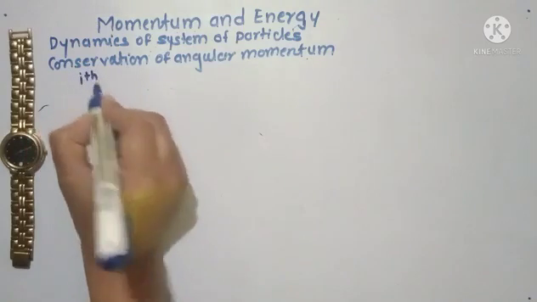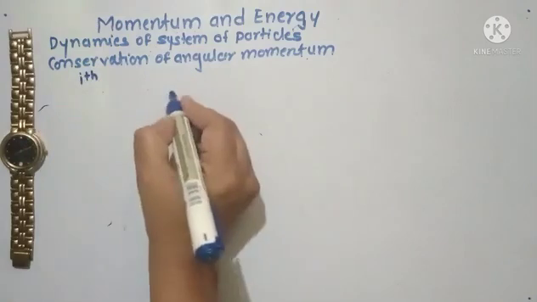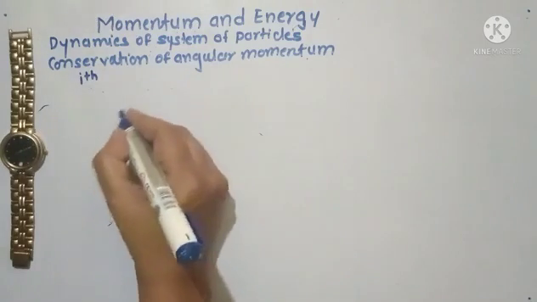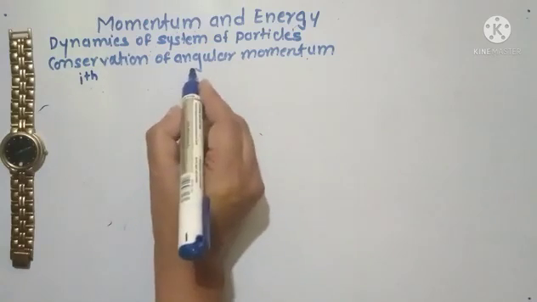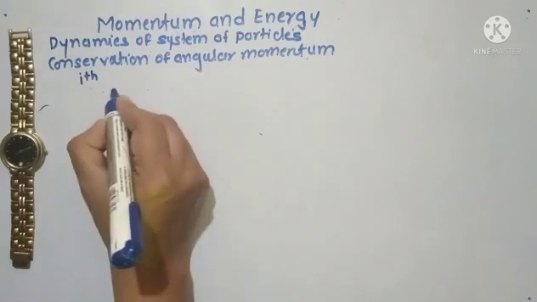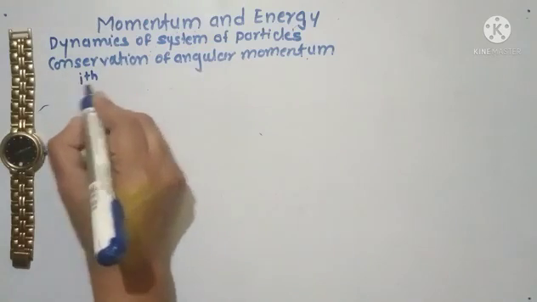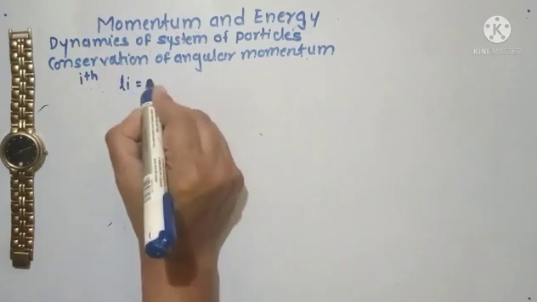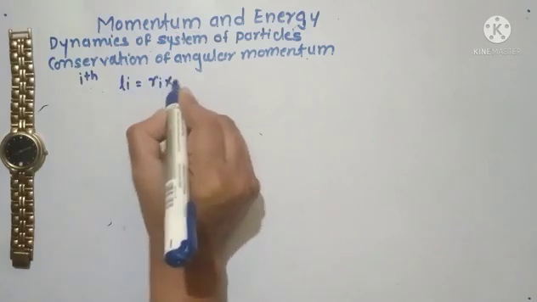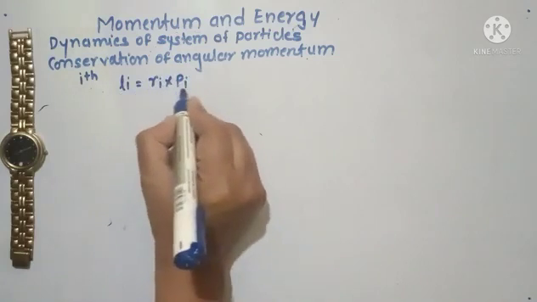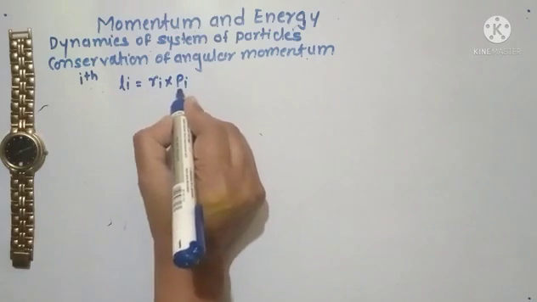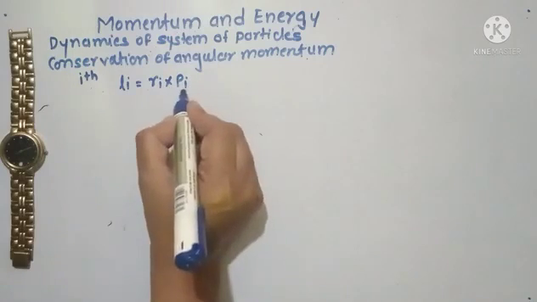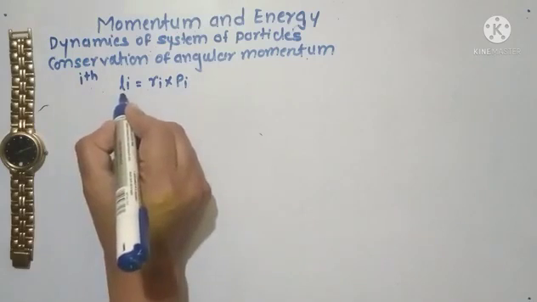as the ith particle. Now suppose the system is in a rotational motion, or if it is following some trajectory path, then it will have some angular momentum, and the angular momentum of the ith particle is given as Li is equal to Ri cross Pi, where this Pi is the linear momentum of that particle, and this is the relation between the linear momentum and the angular momentum.